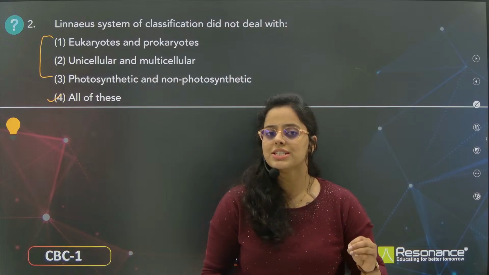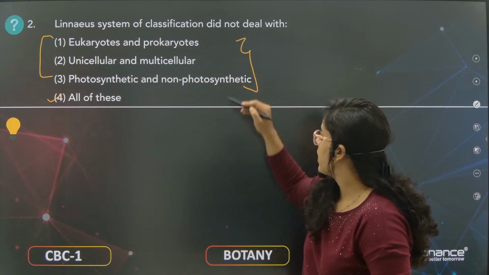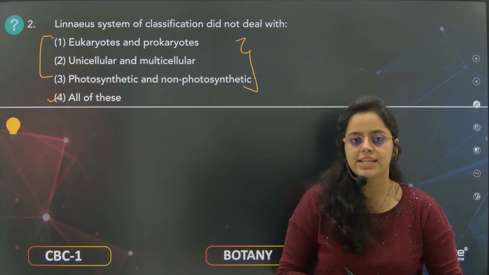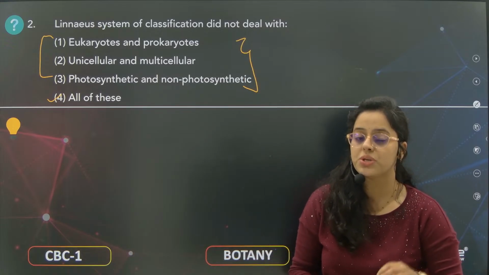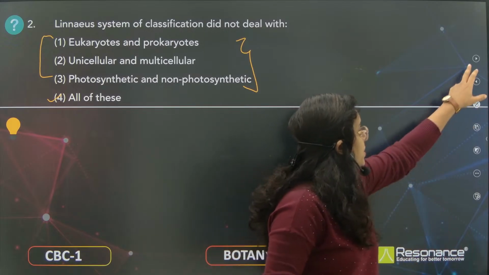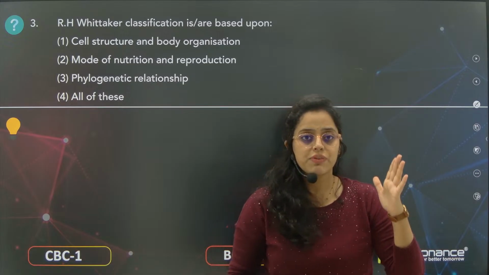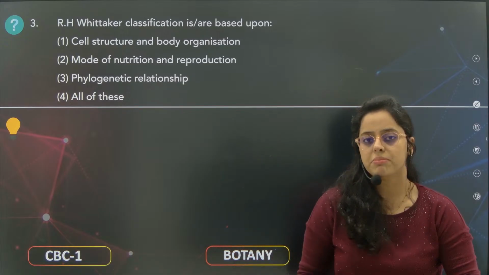So this was considered in R.H. Whittaker classification, but these points are not included in Linnaeus' system of classification. So here our answer is going to be all of these. Now coming to the next part of the question, third question. Again, R.H. Whittaker classification is based upon.